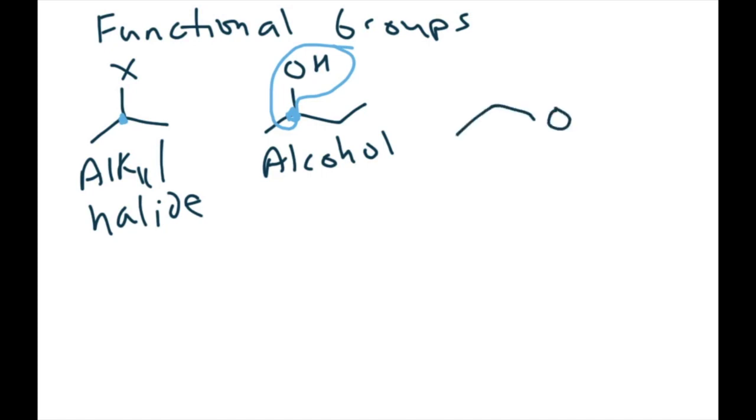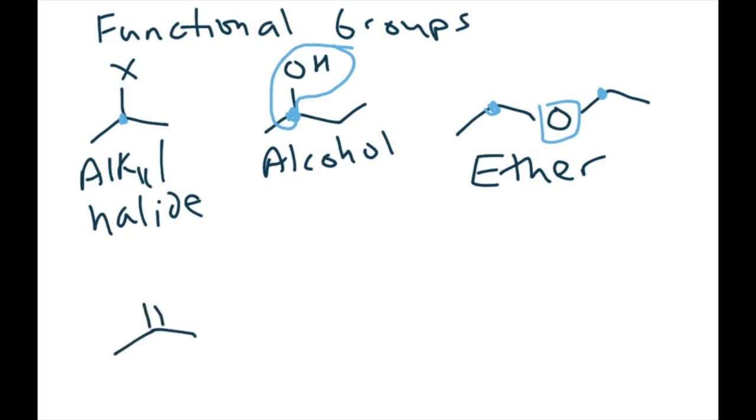We have ethers, right? You have an oxygen that is singly bonded, has one bond to a carbon on either side of it. We have ketones. So a ketone, you have a carbon that is double bonded, so it has 2 bonds to an oxygen. And then on either side of this blue carbon, you have a single bond to a carbon.